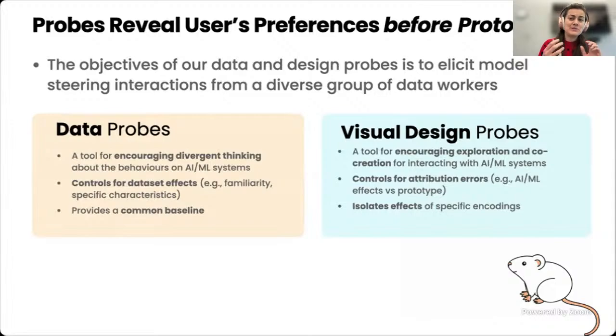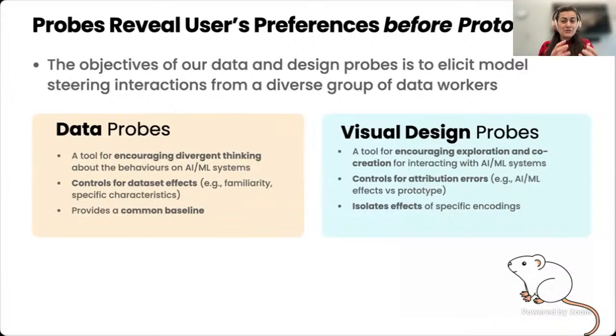And we have two instruments that we propose to use for this, a data probe and a visual design probe. The goal of both of these probes is to encourage creativity and divergent thinking about the ways that we want to explore and interact with AI and ML systems in data analysis processes. But they're also trying to control this a little bit. So with the data probes, we're trying to control for different characteristics of data sets that participants might bring, like familiarity or other specific characteristics. And we also wanted to be able to use a common baseline.